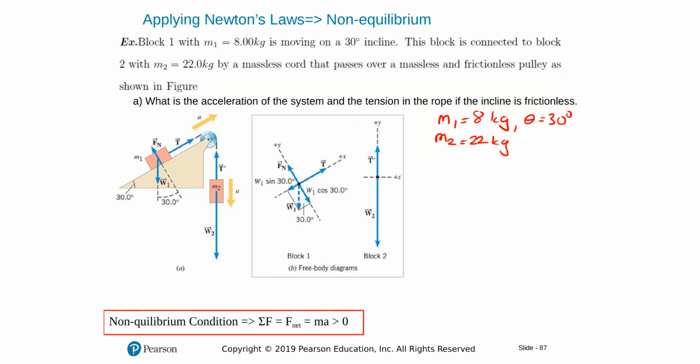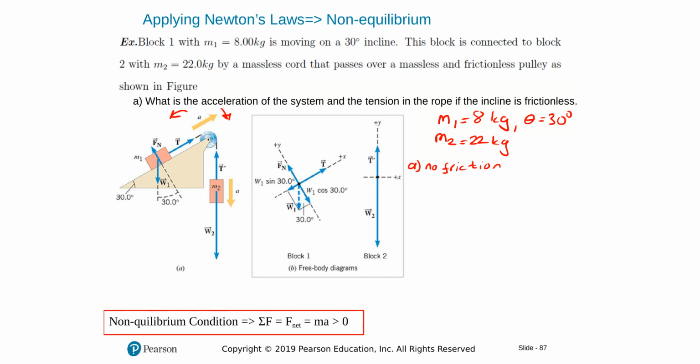Part A says, what is the acceleration of the system and the tension in the rope if the incline is frictionless? So friction is 0, part A, no friction case. The system will be moving. We'll look at the forces. If the forces try to move the system to the left, we will take that direction to be positive. If the forces try to move the system to the right, then that will be our positive direction.